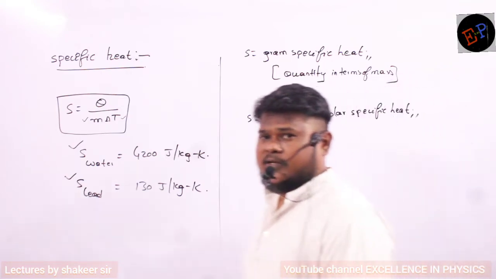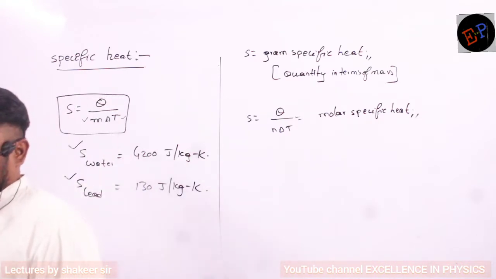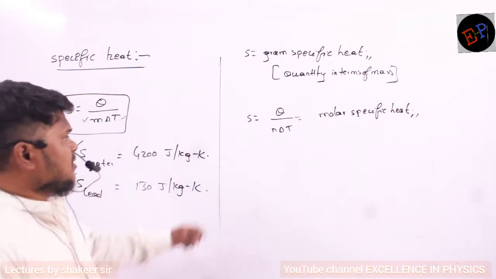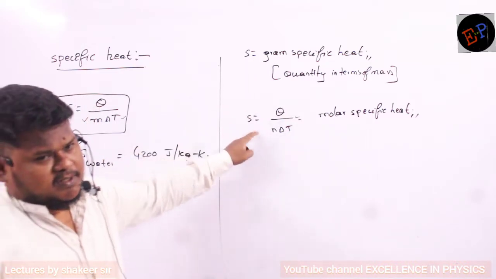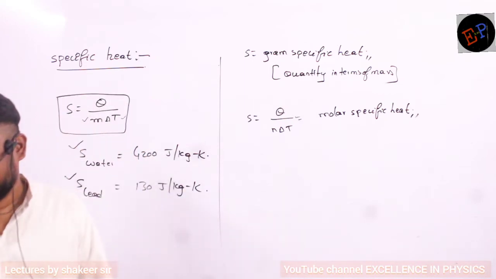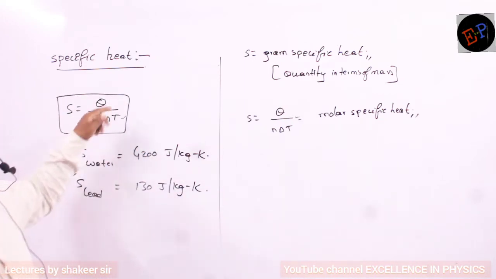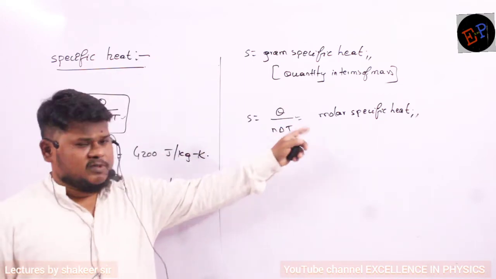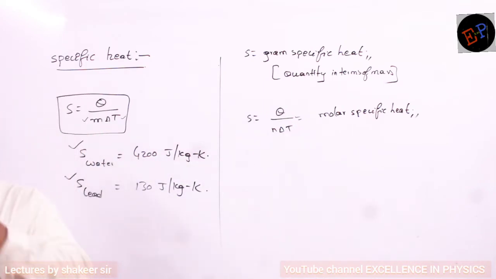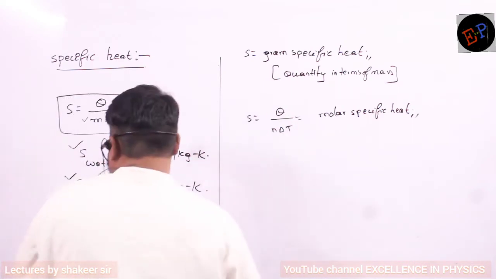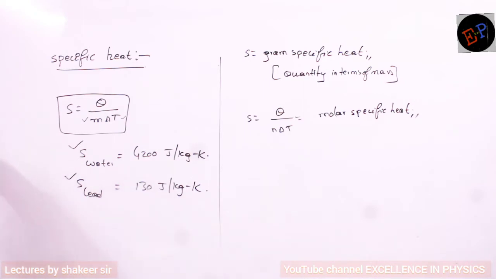So molar specific heat means that instead of the mass of the body, we are taking the number of moles of a gas or a substance. Are you able to understand? So gram specific heat, molar specific heat, don't be confused between these two. Both are one and the same. If you take mass, it is called gram specific heat. If you take the number of moles, it is called molar specific heat. Is it clear? Then we study the specific heat of a gas.